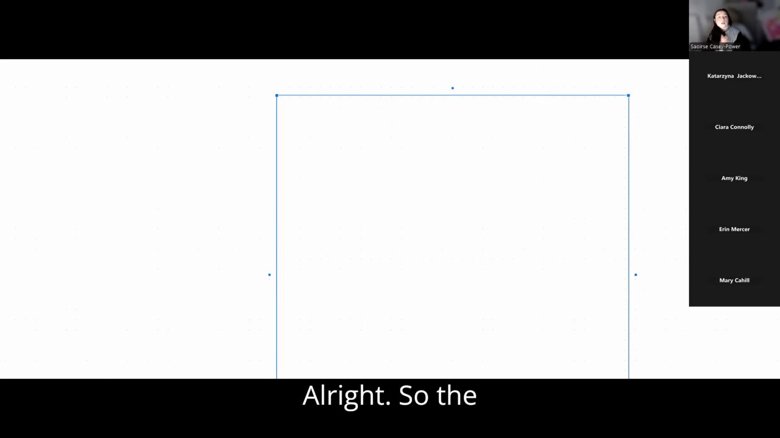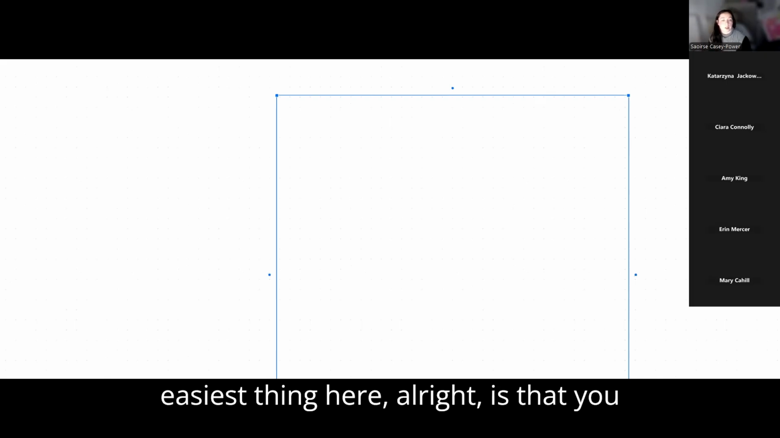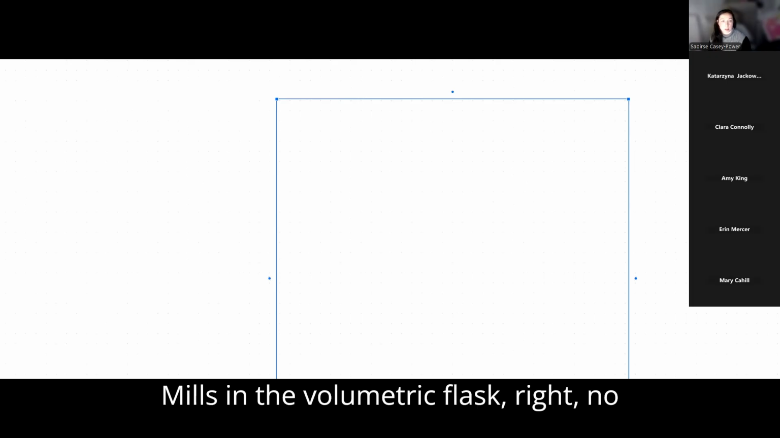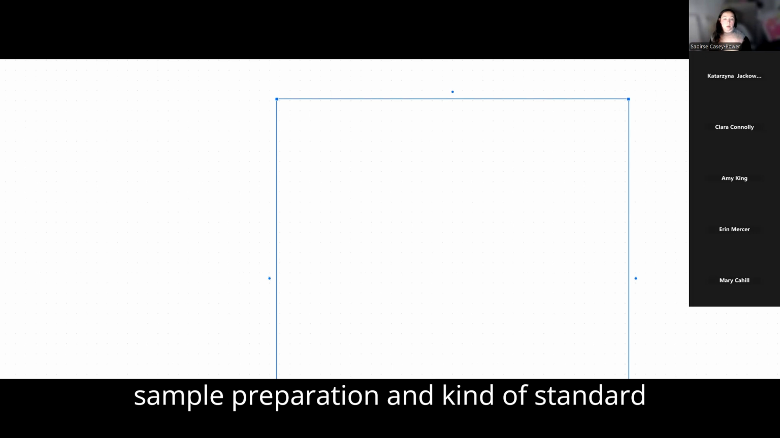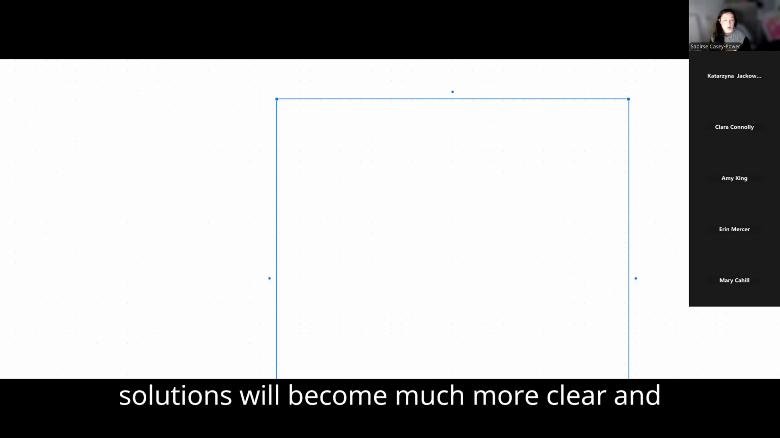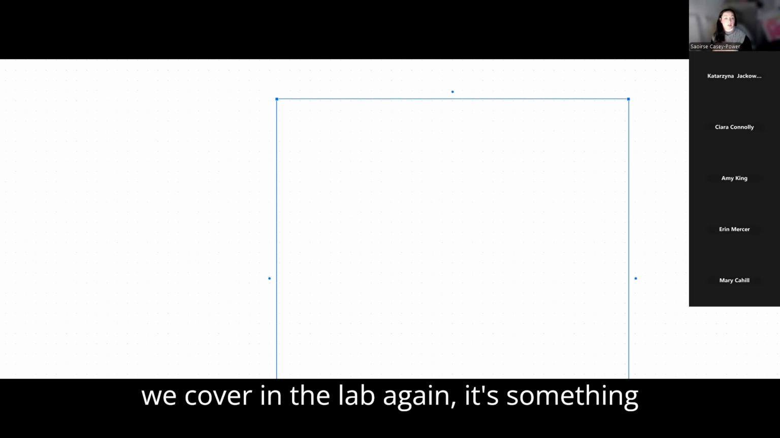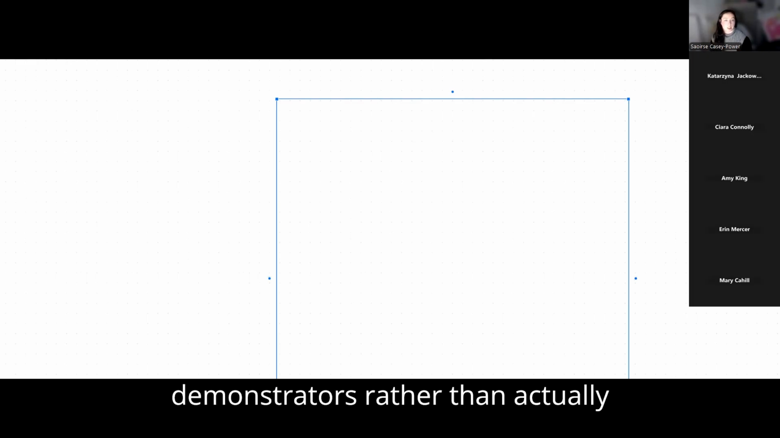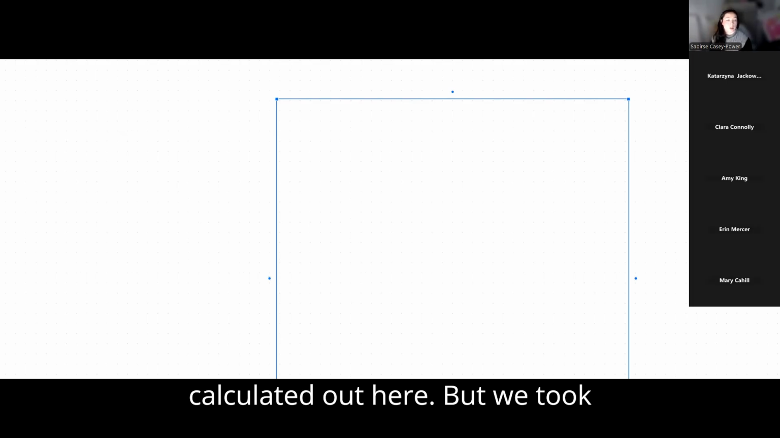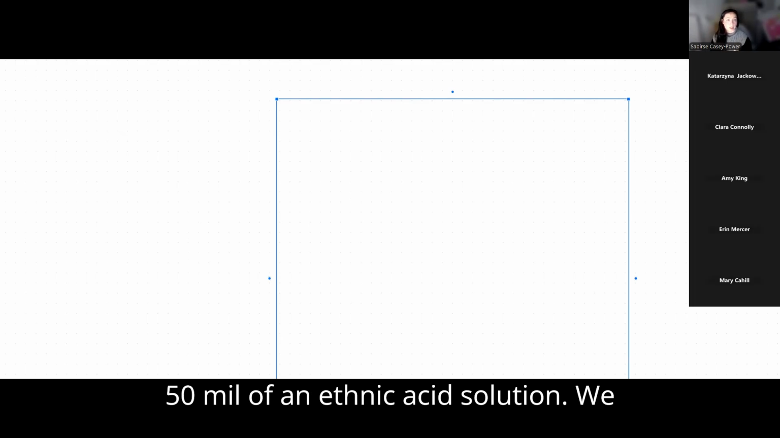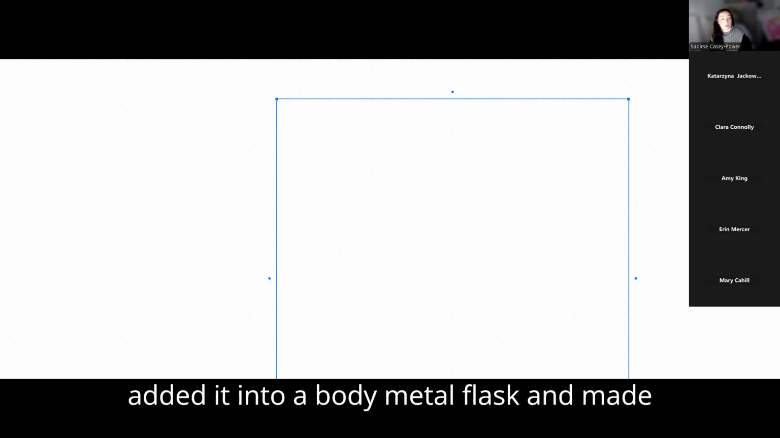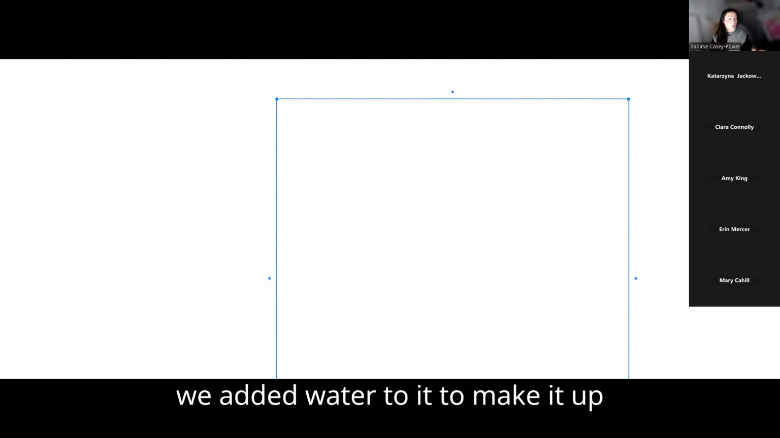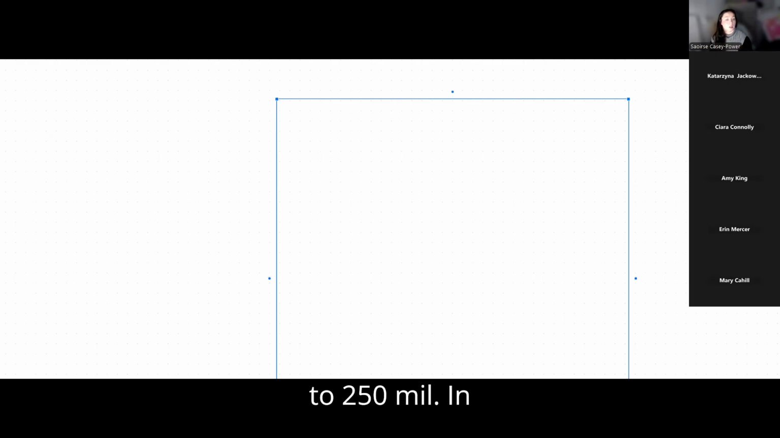All right. So the easiest thing here is that you have a 250 mil volumetric flask. Now, sample preparation and standard solutions will become much more clear when we cover them in the lab. It's much easier to see when I demonstrate it rather than calculating it out here. But we took 50 mil of an ethanoic acid solution, added it into a volumetric flask and made it up to the mark with 250 mil. So we added water to make it up to 250 mil.